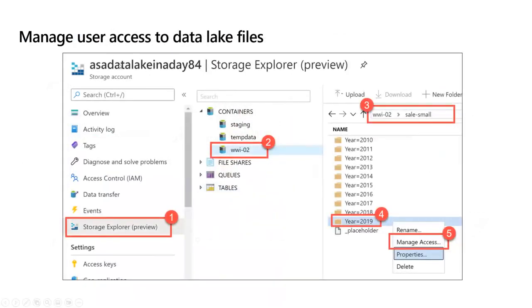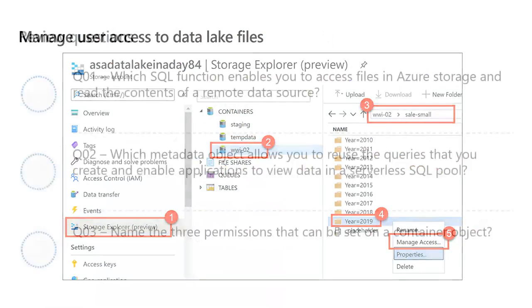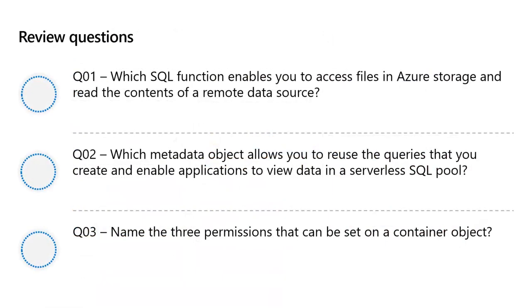Here we go. This is how it looks. You go on the storage account, right? You then click and find the containers you are looking for. And over there, you get into the hierarchy. For instance, let's say you want to manage the access for the year 2019. So you right-click there and choose manage access. And then you provide the roles over there, which ones would be able to access.